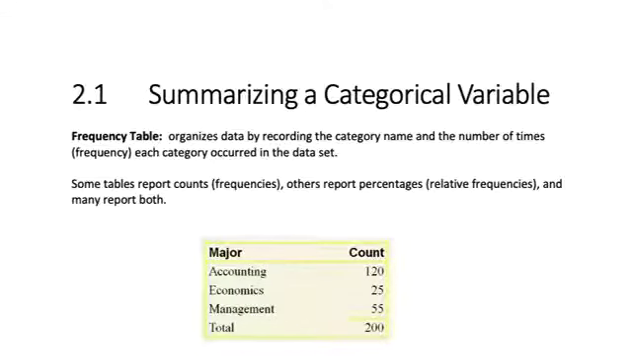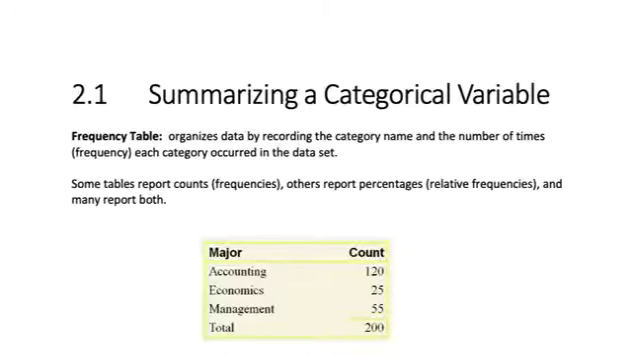In this video, we're going to go over sections 2.1 and 2.2. Chapter 2 is about summarizing and displaying categorical variables, and we learned in Chapter 1 that a categorical variable has a response that is a word, whereas a quantitative variable is a number with units.